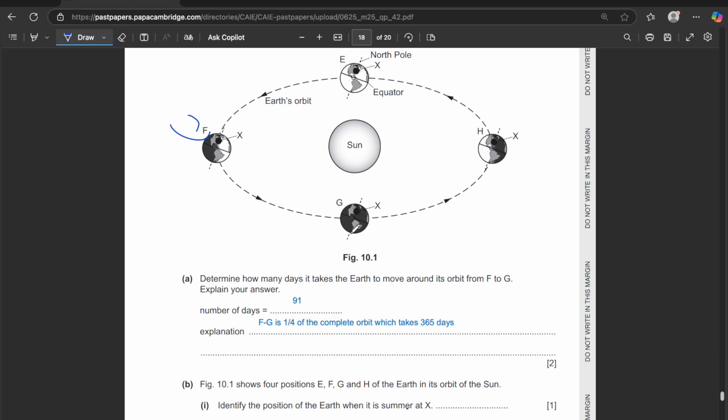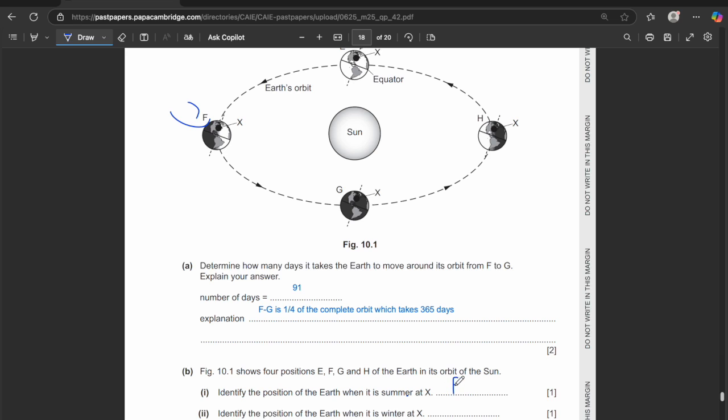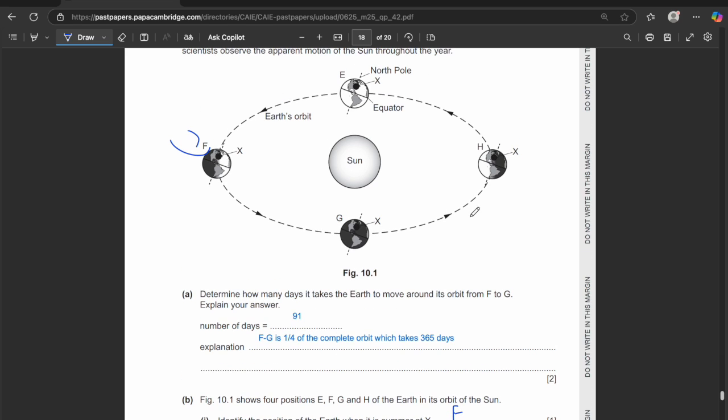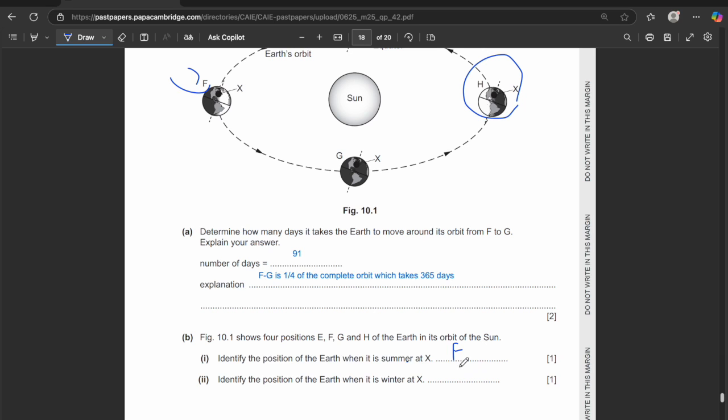No, it's not. And yes, so it is F. When it is winter, it will be the furthest from the Sun. So not here, and it is not here as well. And now this is farthest away from the Sun. So you look at the tilt of the Earth and whether it is close to the Sun or not. If it is farthest, then it will be winter. If it's the closest, then it will be summer. So you get H.